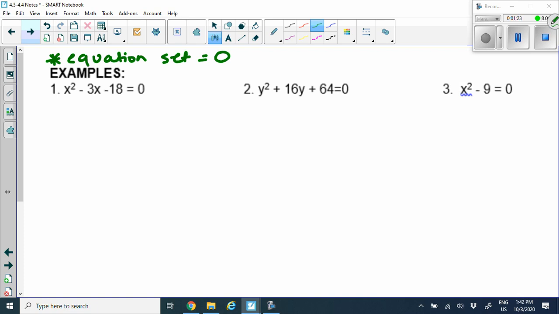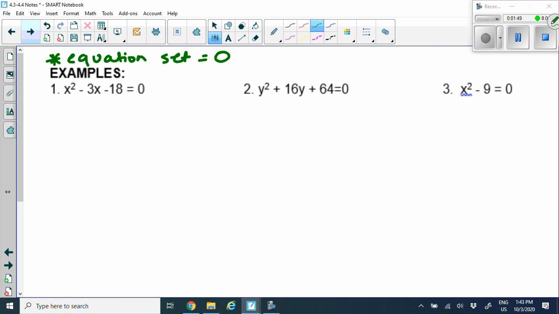So let's look at example 1. We have x squared minus 3x minus 18 equals 0. Is it already set equal to 0? Yes. So now we can factor. Now remember, when we did our 4.4, we talked about, okay, do the terms have something in common that we can take out? Well, let's look at this one. Is there any number that 1, 3, and 18 have in common? Well, it's just 1, so there's nothing else. What about a variable? No.